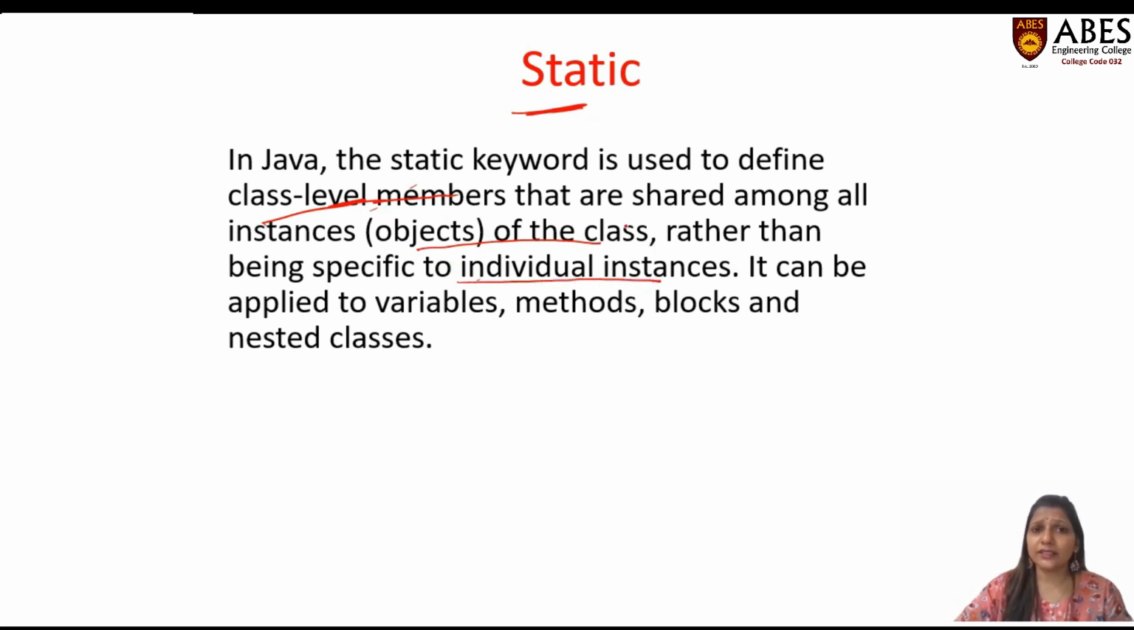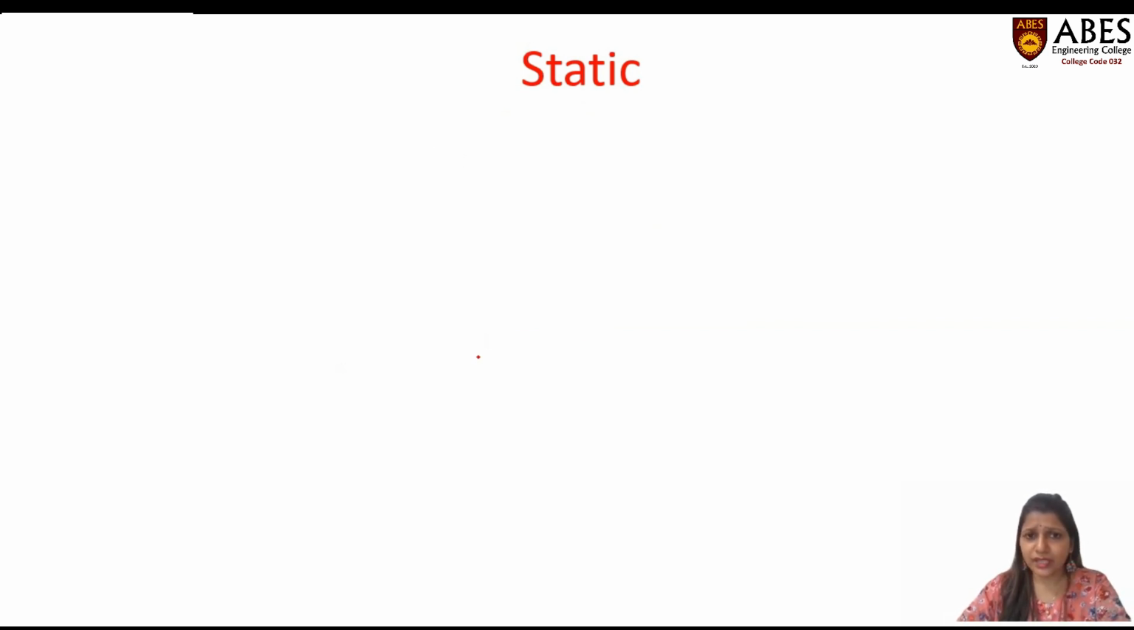Means when you create any variables and methods, they are shared among all the instances of the class. When you create an instance variable, each object has its own copy. But if you declare a variable as static, it is shared among all the instances of the class. We can apply the static keyword to variables, methods, blocks, and nested classes. I'll show you with the help of a diagram.